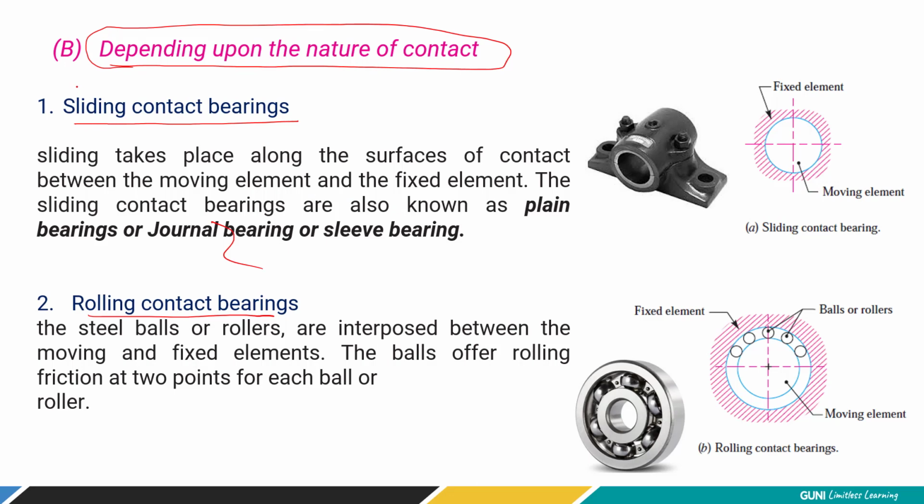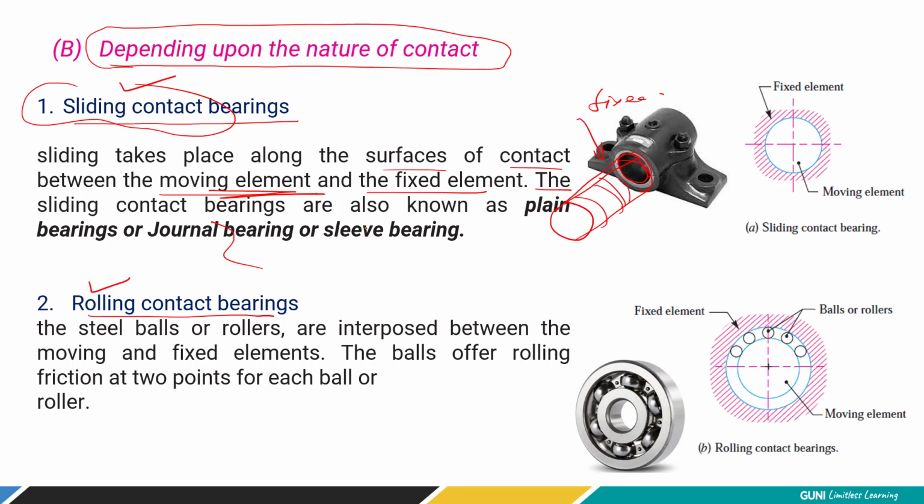Now try to understand the difference between the sliding contact bearing and the rolling contact bearing, right? Sliding takes place along the surfaces of contact between the moving elements. See here the figure is shown. The shaft is inserted here, and the shaft is circular, having a smooth surface. The bearing also has a smooth surface, so it supports the shaft. There is a contact of surfaces between the moving element and the fixed element. This is the fixed element, and the shaft itself is the rotating element.